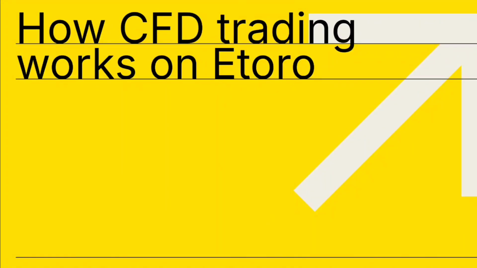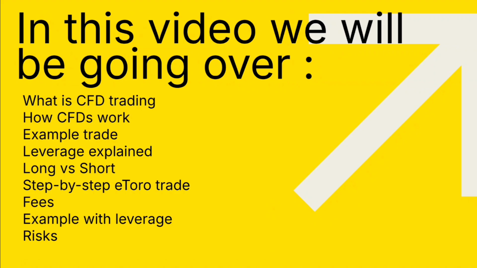In this video, we're going to be looking at how CFD trading works on eToro. Specifically, we are going to be going over what CFD trading is and how CFDs work. I'm going to be giving you an example of a trade. We're also going to be explaining leverage. We'll be talking about long versus short positions. And I'll be showing you a step-by-step eToro trade. We'll also be talking about fees and giving a further example with leverage. And then we'll go on to discuss the risks.